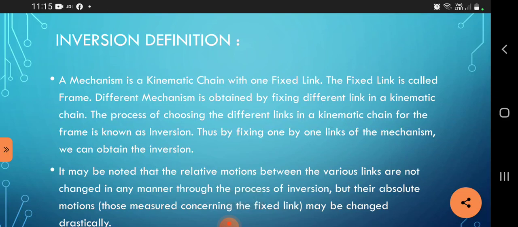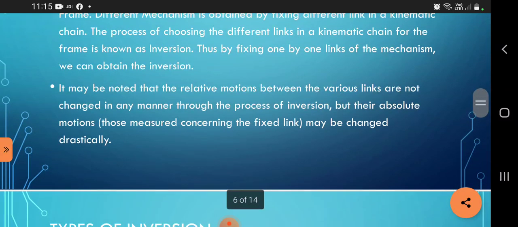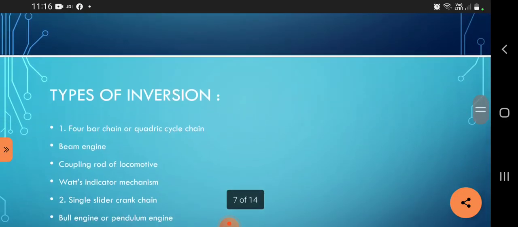The fixed link is called the frame. Different mechanisms are obtained by fixing different links in a kinematic chain. This method of choosing different links in a kinematic chain for the frame is known as inversion. Thus by fixing the links one by one, we can obtain the inversions. It may be noted that the relative motion between the various links is not changed in any manner through the process of inversion, but their absolute motions may be changed drastically.